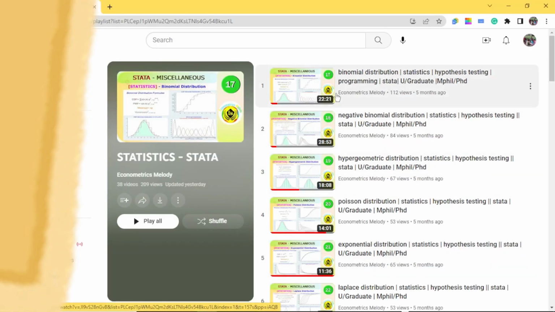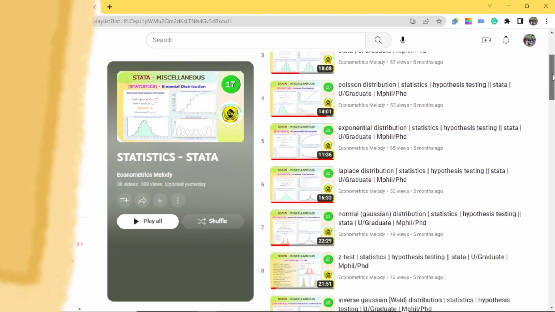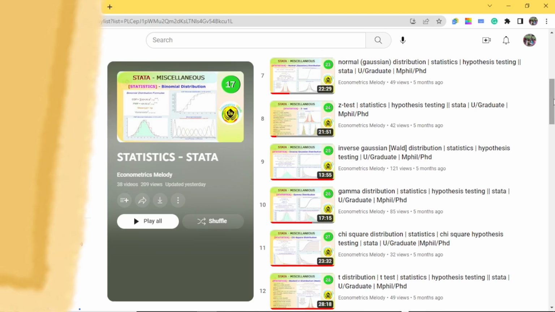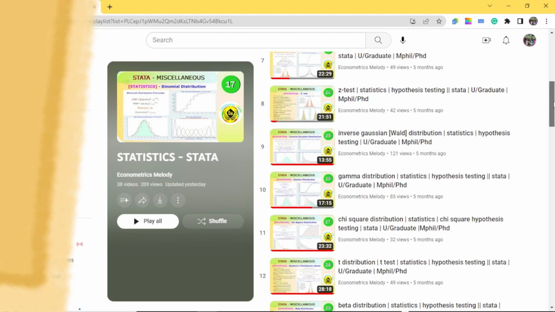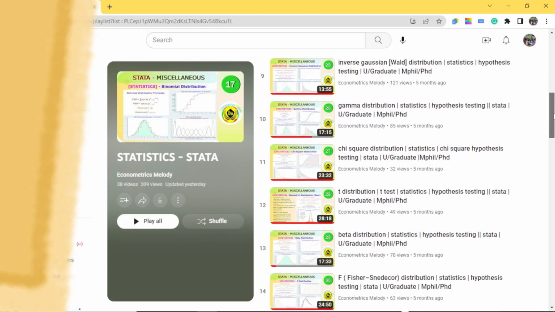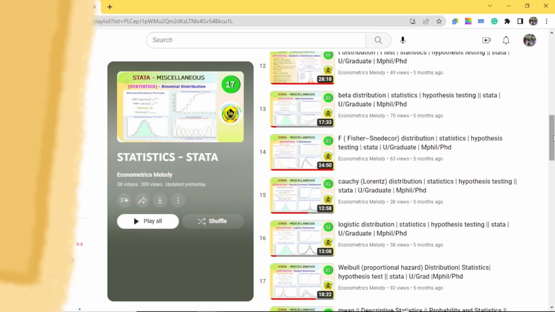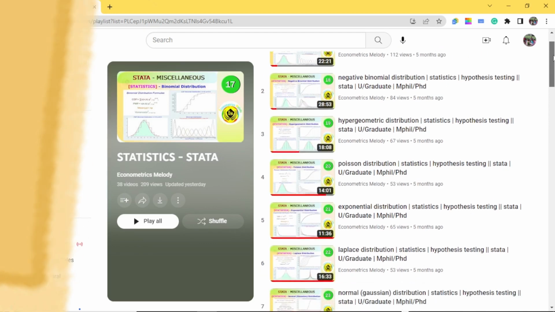So we have already covered the binomial distribution, negative binomial distribution, hypergeometric distribution, Poisson distribution, exponential distribution, Laplace distribution, normal or Gaussian distribution, and Z statistics out of this normal distribution, inverse Gaussian, which is also called the Wald distribution, gamma distribution, chi-square distribution, student's t distribution, beta distribution, Fisher-Snedecor F distribution, Cauchy or Lorentz distribution, logistic distribution, and Weibull distribution. Please refer to these videos for a detailed understanding of a particular topic.